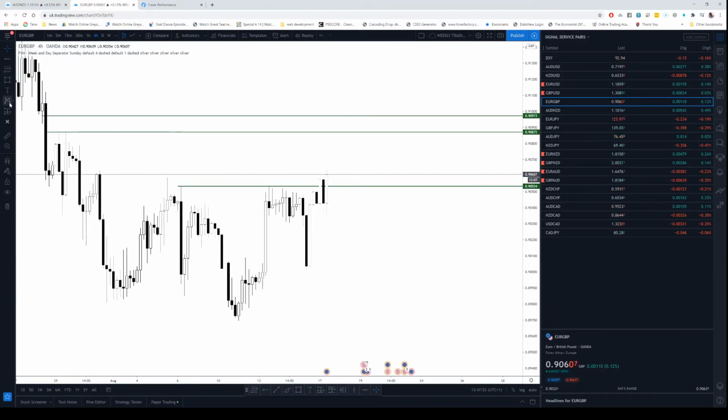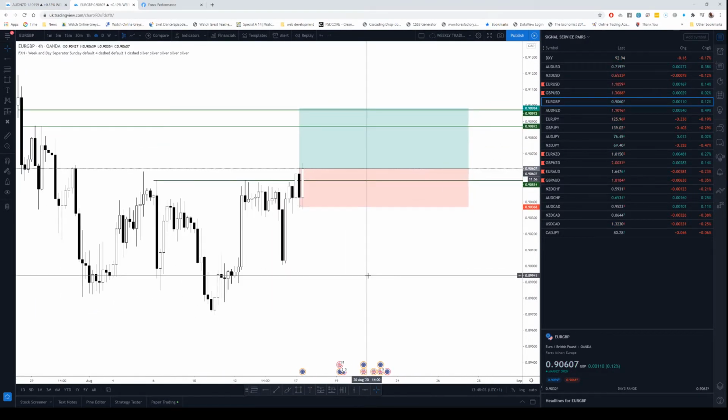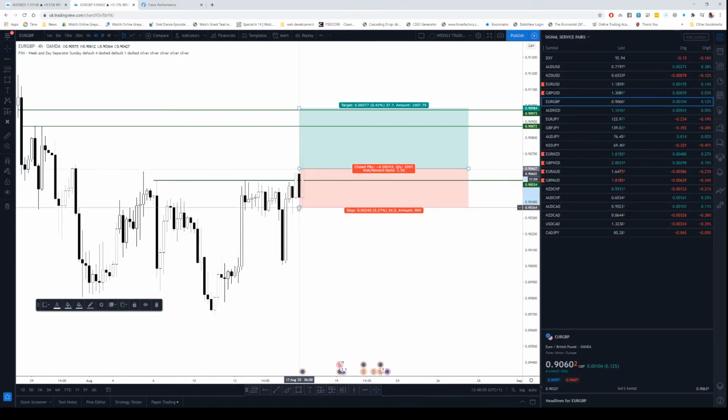As usual, if you want to take that trade, protect yourself with this down candle in here, and then target there. That's if you want to take this trade.